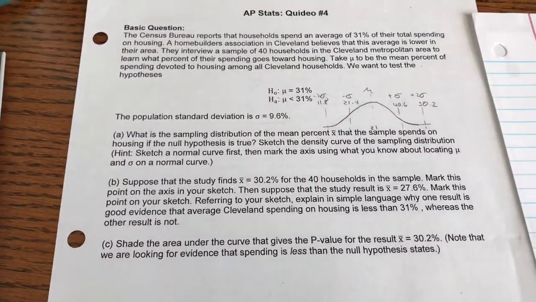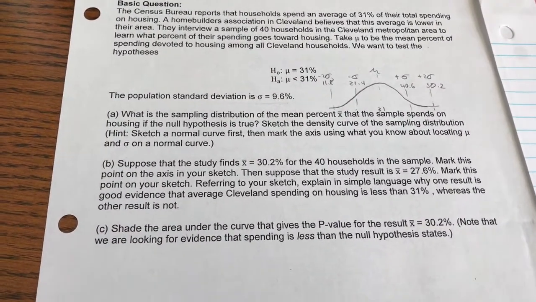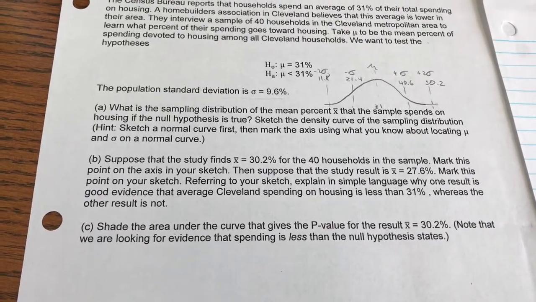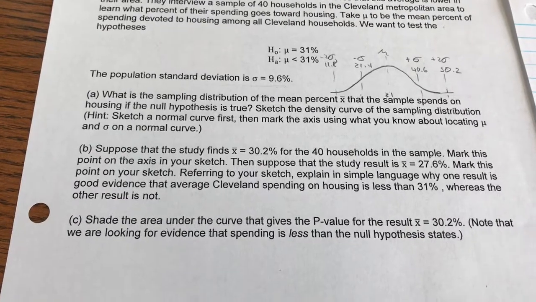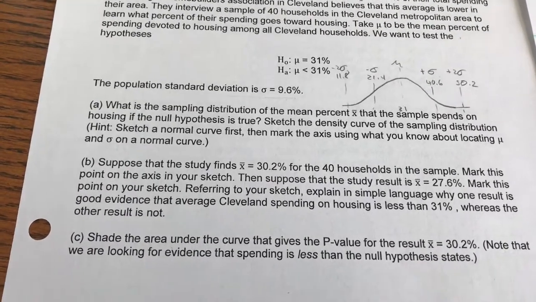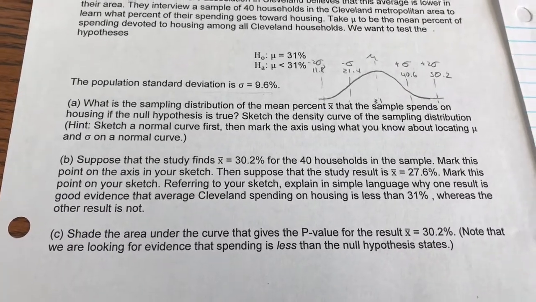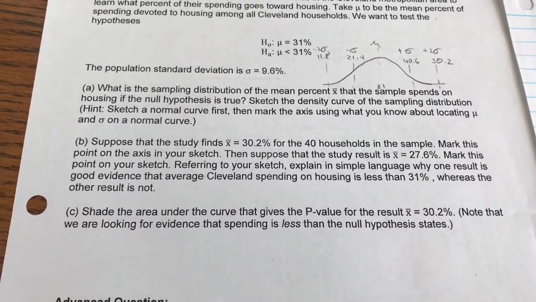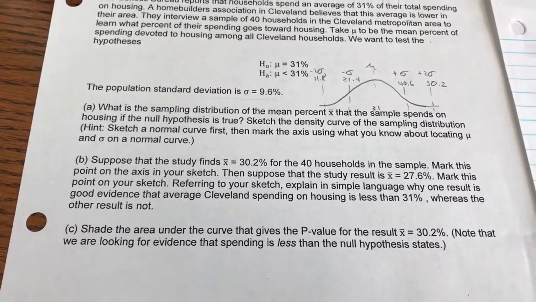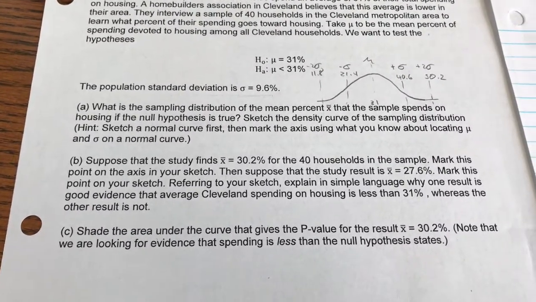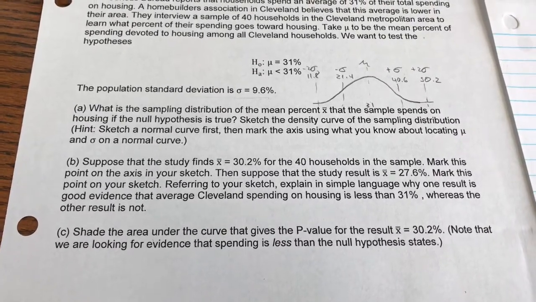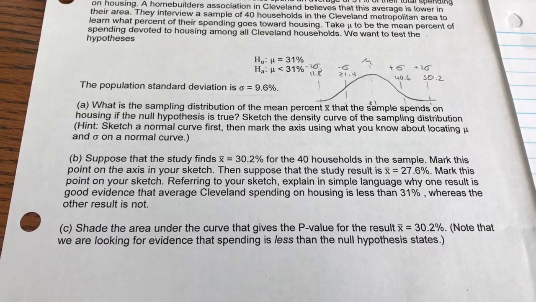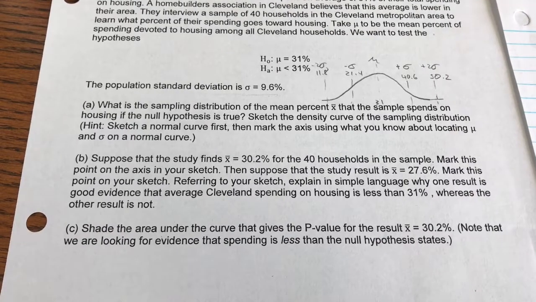So then looking at part C, it's just asking us to shade the area under the curve that gives the p-value. Your p-value is just the area under the curve up to that point, so the probability that that could happen, anything lower than that. It says, note that we are looking for evidence that spending is less than the null hypothesis states.